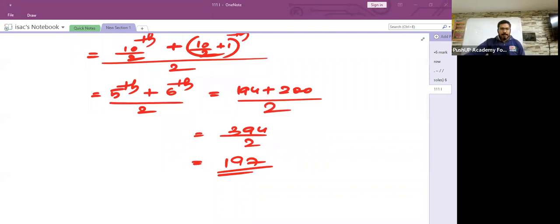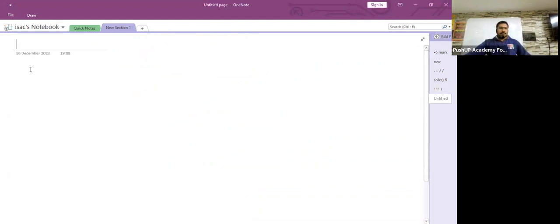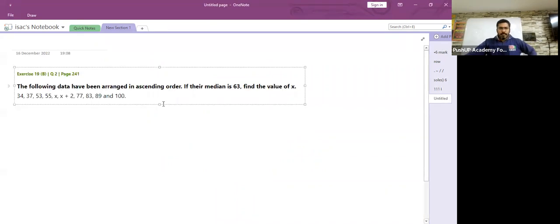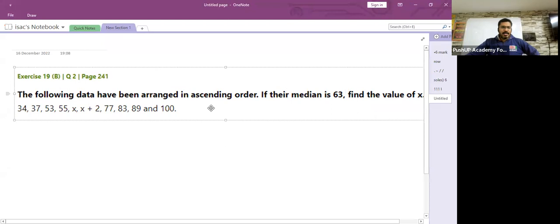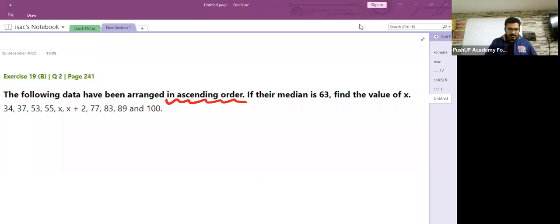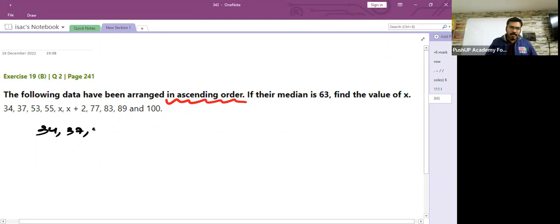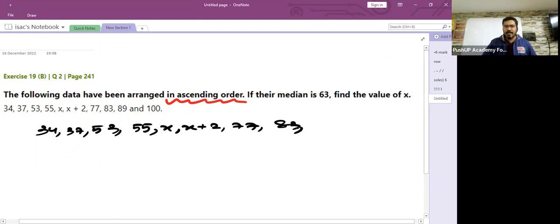Question number 2. You want to give it a try? I'll give you some time. Okay, quickly we will do. Children, everything is arranged in ascending order. So 34, 37, 53, 55, then x plus 2, then 77, then 83, 89, and then 100. Isn't it?